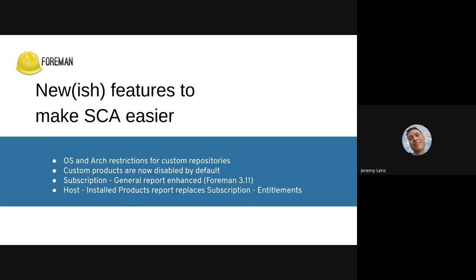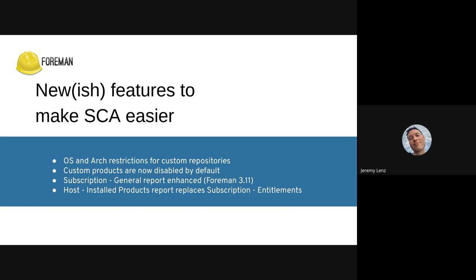We've also added some new-ish features to make SCA easier. Quite a while back, we added OS and architecture restrictions for custom repositories, so you can choose, if you're on RHEL at least, which RHEL OS you want the repository to work with, and then you can choose the architecture regardless of OS. And then, like I mentioned before, custom products are now disabled by default.